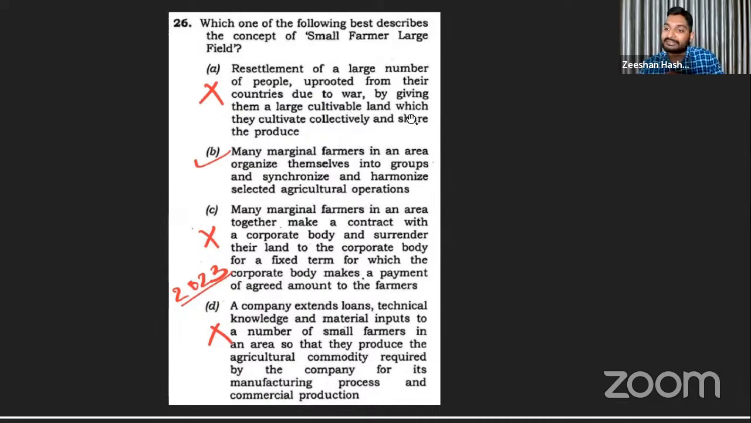तो वो स्मॉल फार्मर कैसे रहा? वो तो बिग फार्मर हो गया, राइट? इफ यू आर गिविंग देम लार्ज कल्टिवेबल लैंड. ऑप्शन ए हटा दिया. लेट्स डायरेक्टली जंप टू ऑप्शन सी.